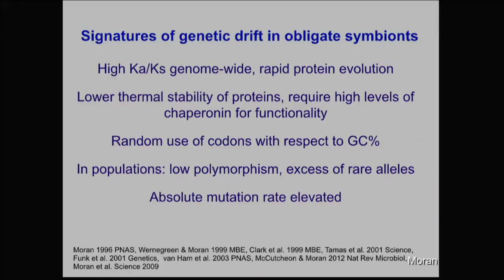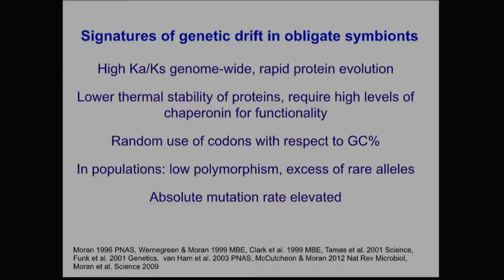Well, I'm asserting all of this, and there have been a lot of different studies done starting back in the middle 90s, and basically every time a new symbiont group is discovered and studied, people do more studies showing these kinds of phenomena. Here are the things that make it look like genetic drift is the explanation for this syndrome. There's high Ka/Ks genome-wide, very fast protein evolution relative to DNA evolution, lower thermal stability of proteins, and there have been experiments putting them in E. coli, where you have to overexpress chaperonin, the GroEL protein, to get them to function at all, to fold correctly. So they're dependent on high levels of chaperonin.